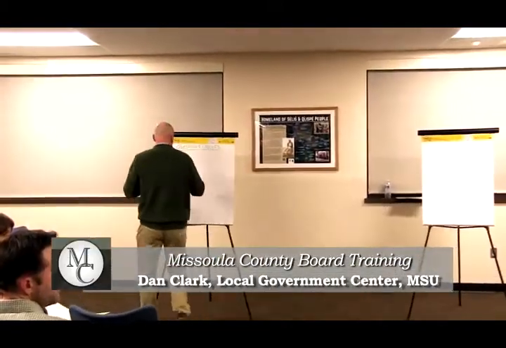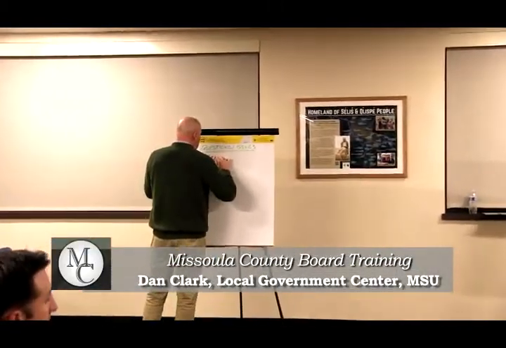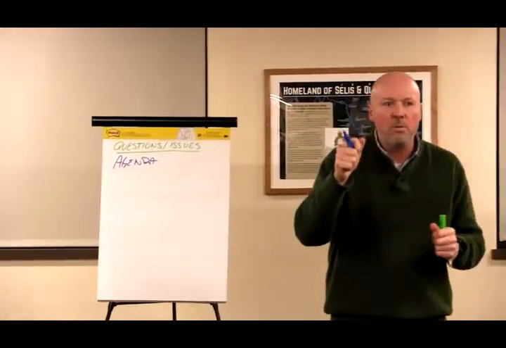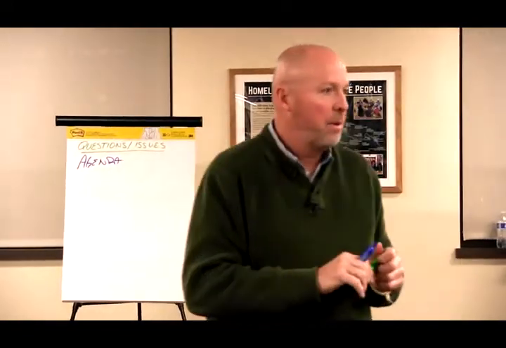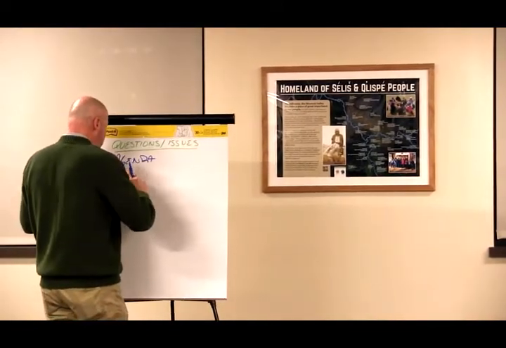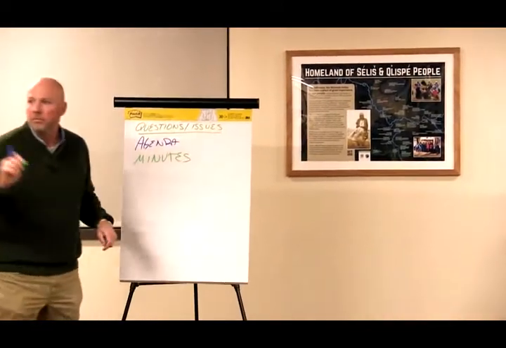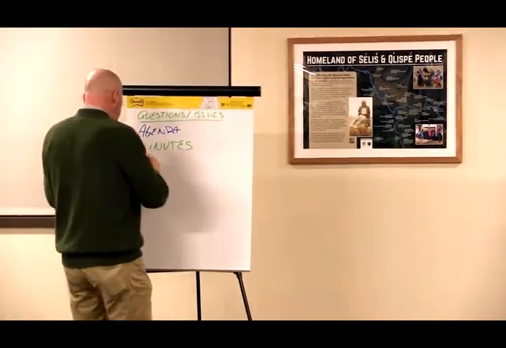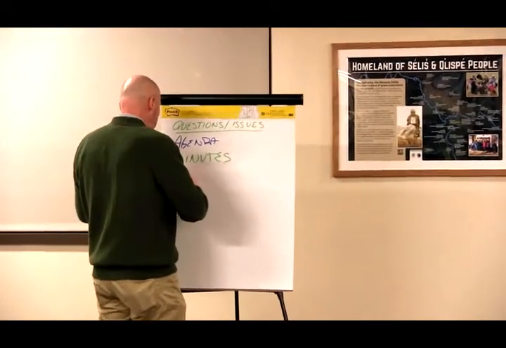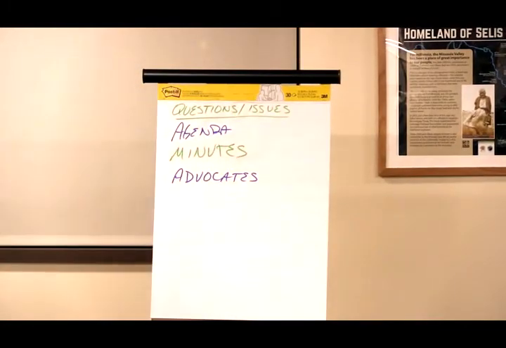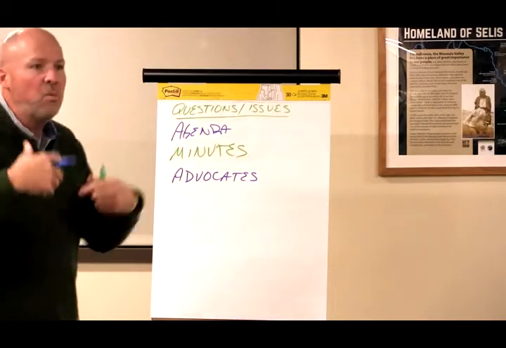Agendas, proper preparation, what should be on them? All right, so agendas, what should be on them, how to prepare them. Okay, we can cover that. What else do you want to make sure we cover? Minutes. What should be in them, how should they look? Okay. Yes, sir. The limits of advocacy for board members. All right, so we'll talk a little bit about that. What else? Dissension. In what way? Give me some more context.